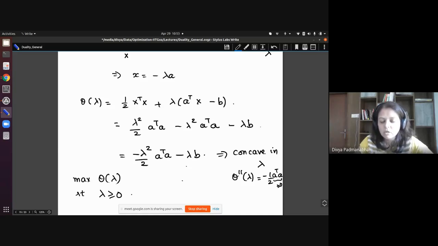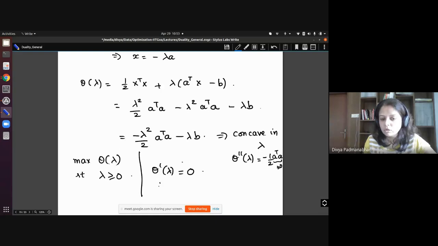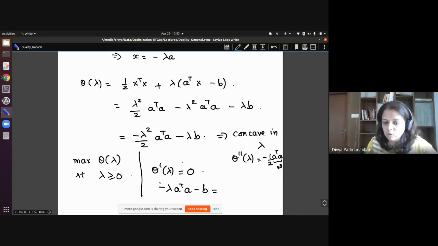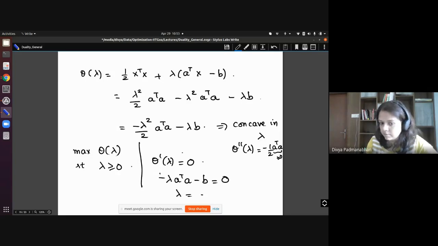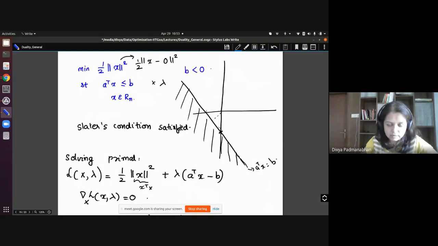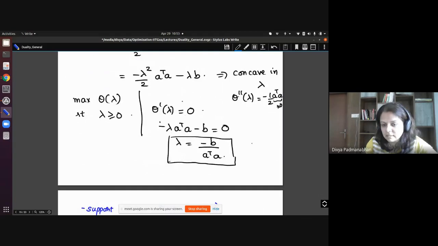So this is concave. Again, you can try to set the gradient of theta of lambda equal to 0, so find a lambda such that this gradient is 0. What's the gradient of theta of lambda? Minus lambda A transpose A minus b is 0. So now lambda is minus b by A transpose A. Now remember, this value of b is less than 0. The intercept is always negative. So because of that, this value is going to be greater than or equal to 0. That's why this is going to be optimum for the dual.